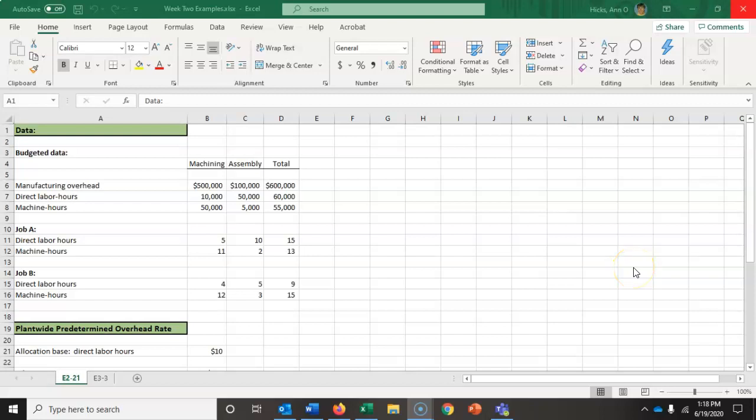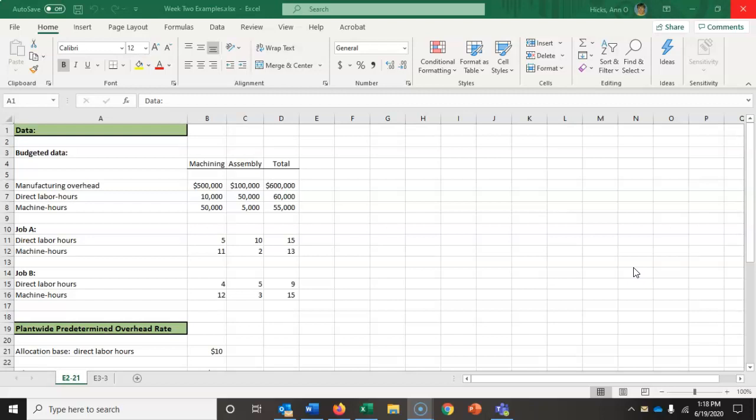In this video, I want to walk through the differences between using a plant-wide predetermined overhead rate to allocate manufacturing overhead and a departmental predetermined overhead rate. You'll remember from the comprehensive example video, which I hope you've looked at. I think it makes more sense to look at it before this video.